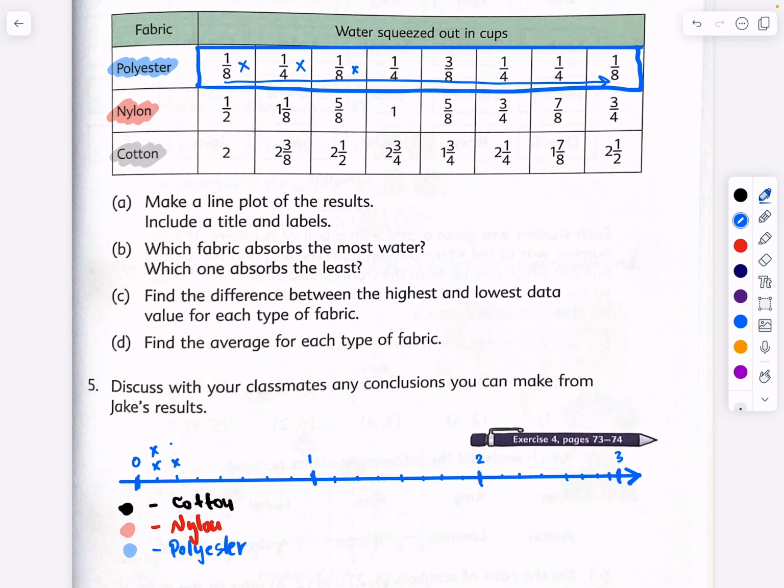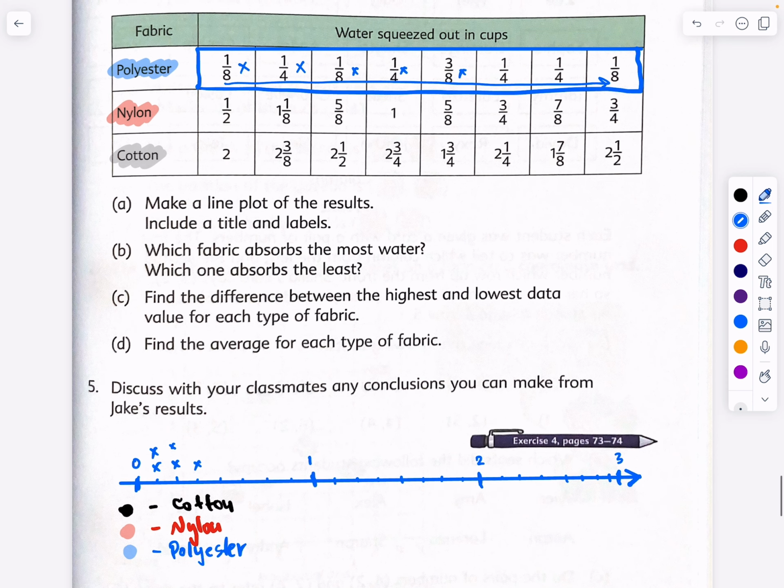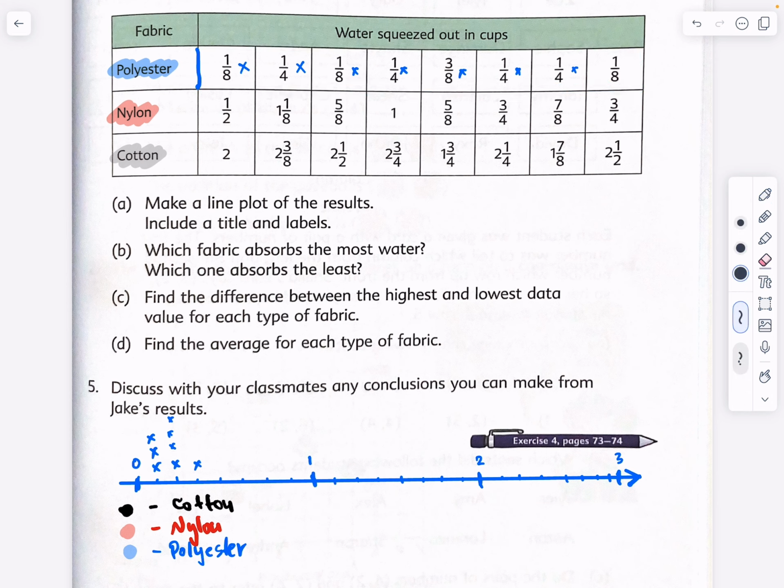Another quarter, or 2/8 right here, and 3/8. Here's another one, did that, another 1/4, did that, another 1/4. So 1/4 is right here, and 1/4 is right here, 1/4, 1/4, and finally 1/8. So we are done with polyester. We can erase that.